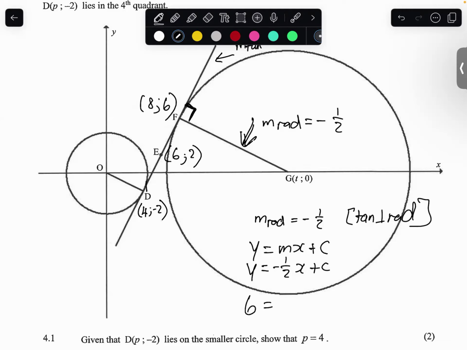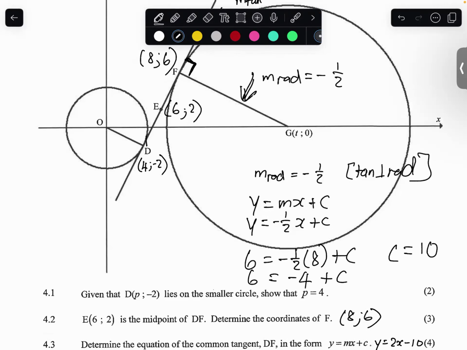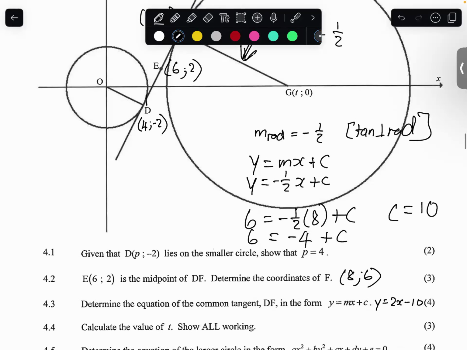That gives me 6 is equal to minus a half into 8 plus c. That gives me 6 is equal to minus 4 plus c. Take that minus 4 over, c is equal to 10. And so your equation for this graph is, what question was this?